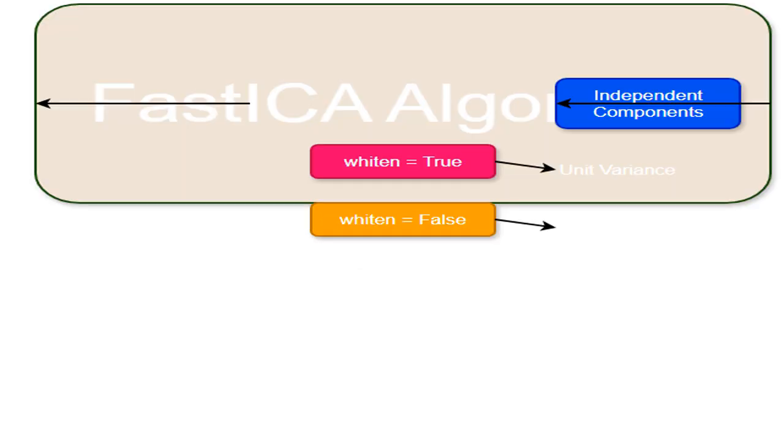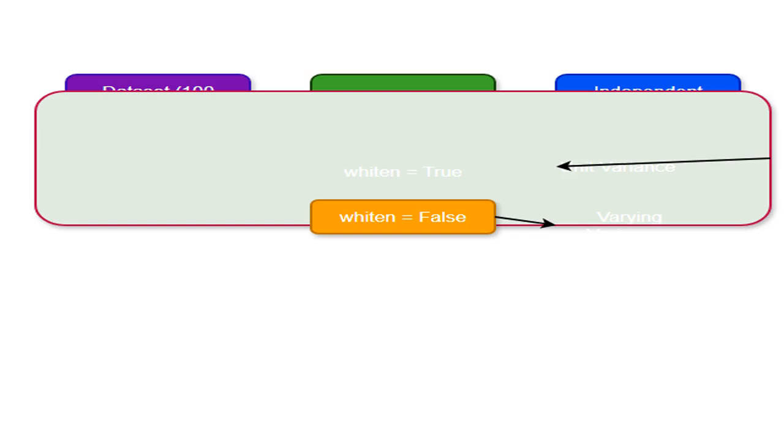These are the hidden signals that FastICA tries to uncover. Think of it like separating the different instruments, like drums, bass, guitar, from a mixed recording. Each instrument is a separate, independent component. If I set "whiten equals true", I guarantee each independent component will have a variance of 1. This is because the data is pre-processed to have this property. That's a nice, standardized result.